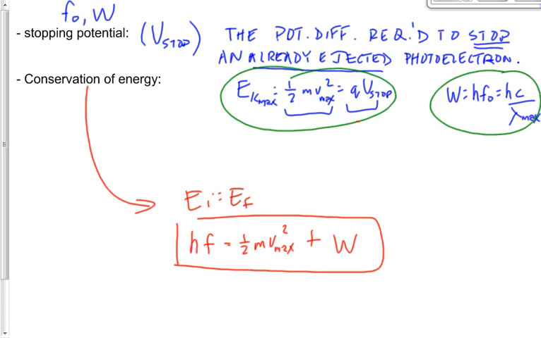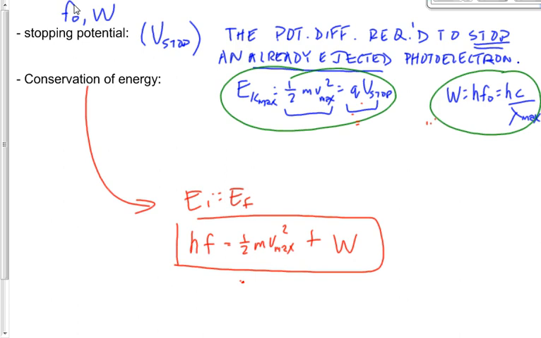These two, in slightly different forms, are on your data sheet. When I say slightly different forms, it says on your data sheet EK is equal to QV stop. It says somewhere else on your data sheet EK is equal to 1/2 mv squared. You've got to kind of put those together, but it's there. This one is not there. This one you've got to build from scratch.